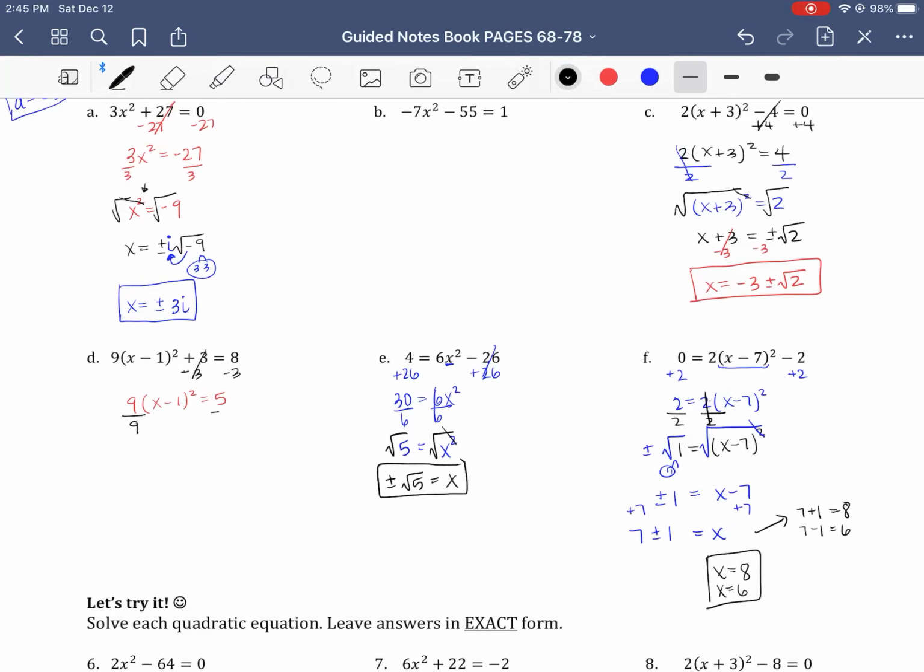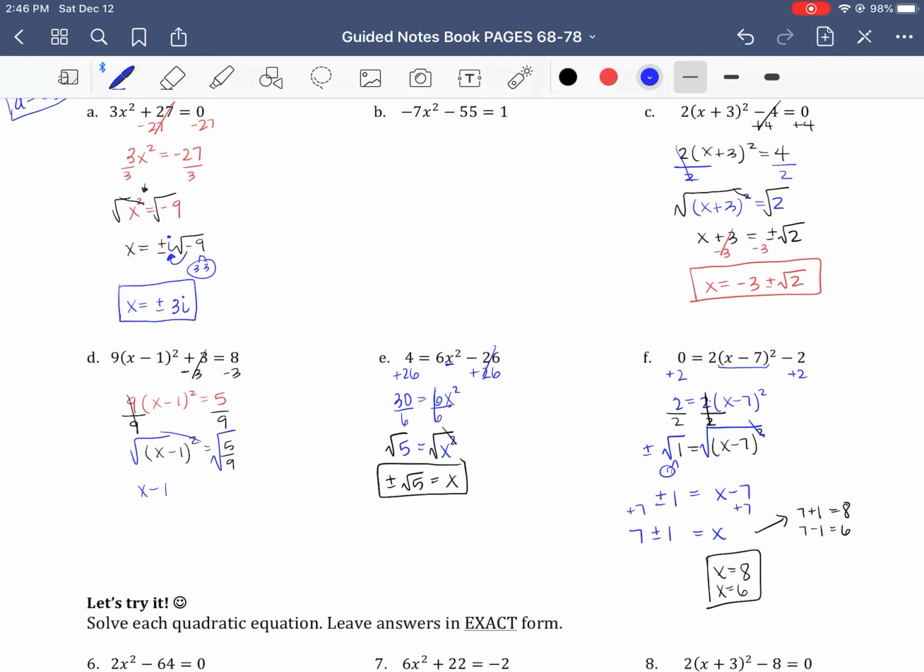We then want to get rid of the 9 on the outside of the parentheses, so we divide both sides by 9. And we end up with (x minus 1) squared is equal to 5/9. Okay, easier if we leave it as a fraction because we can simplify radicals in fraction form. Now we're getting rid of the squared because it's the next part on the outside of the parentheses, so we're going to square root both sides.